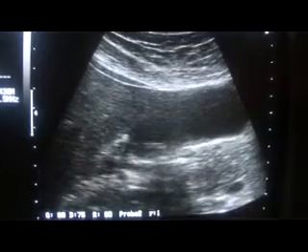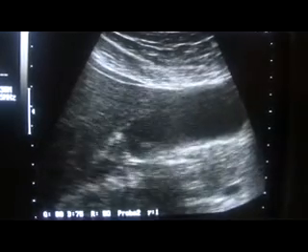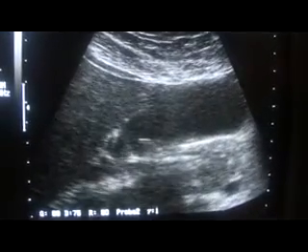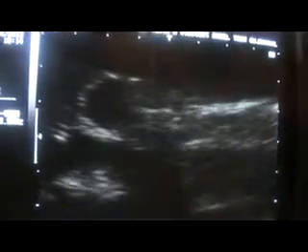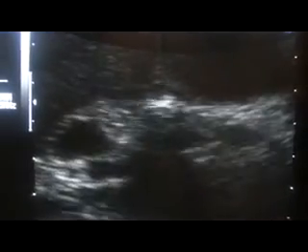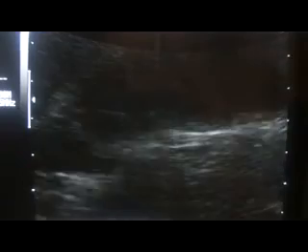This is the common bile duct, this is the portal vein, and this is the inferior vena cava. In all cases of gallbladder calculi, one must see the pancreas. So here is the pancreas in transverse section. Okay, this is the pancreas. This area is the pancreas in transverse section.